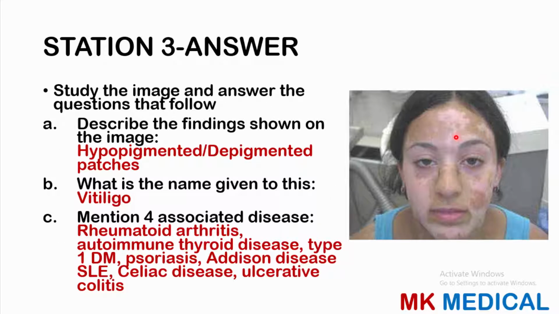So obviously these are hypopigmented patches, or you can refer to them as depigmented patches, and this is what we refer to as vitiligo. Then for associated conditions, it's often associated with autoimmune conditions, so things like rheumatoid arthritis, autoimmune thyroid disease, type 1 diabetes mellitus, psoriasis, Addison's disease, systemic lupus erythematosus, celiac disease, as well as ulcerative colitis.